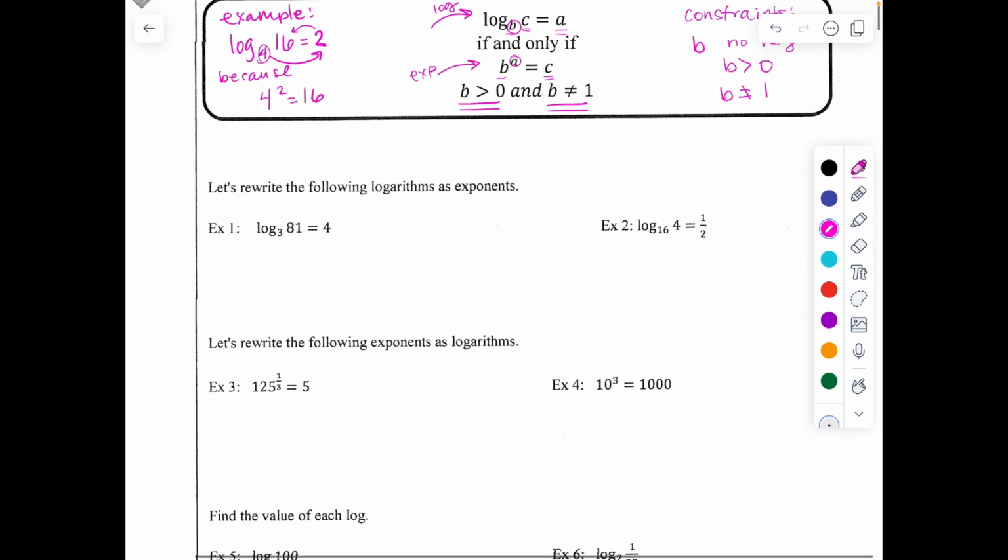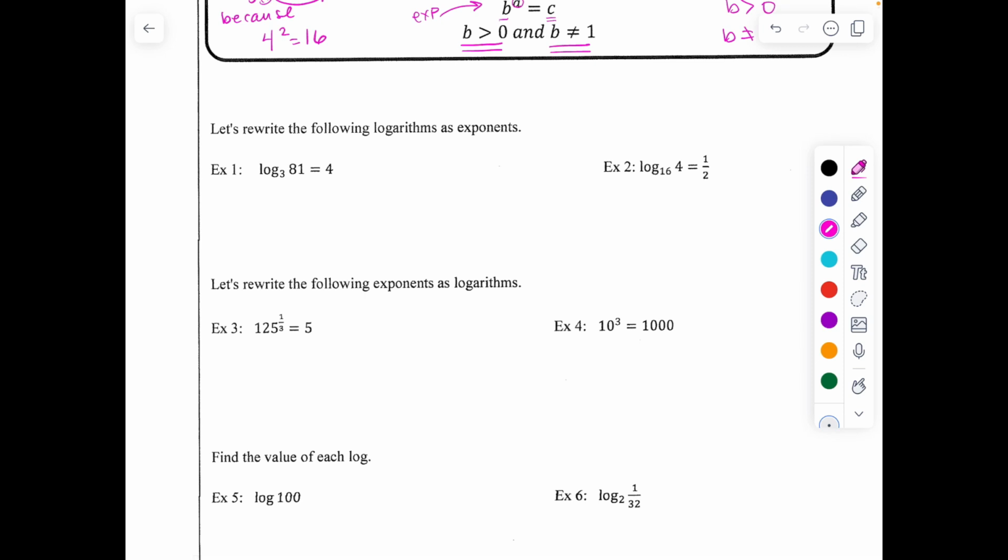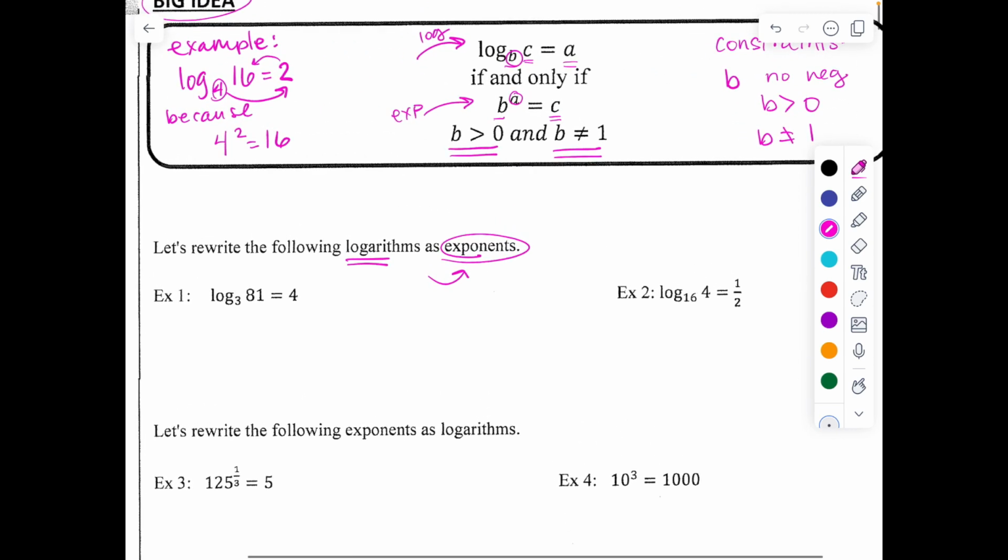Okay, so let's try a few of these. Let's do an example. Let's write the following as an exponent. So remember, to go from logarithmic to exponential form, I like to say we go left, right, middle. So in log form, we go from the left value, which is the base, to the rightmost value, which is the power, equals the middle value. So we say 3 to the 4 equals 81. And if you want to check this in your calculator, 3 times 3 times 3 times 3 is in fact 81.